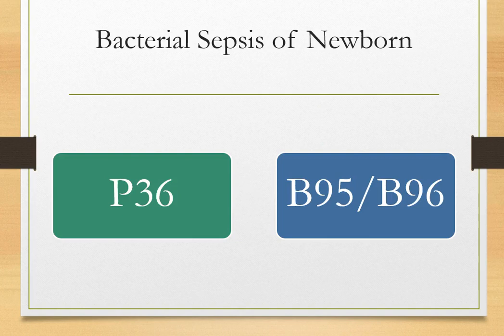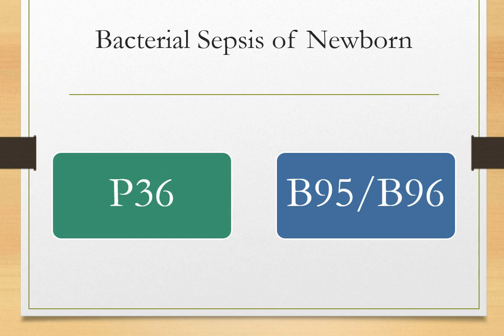Next up, bacterial sepsis of a newborn. Guys, we have code P36 for sepsis of a newborn, and this code actually includes congenital sepsis. So if the perinate is documented as having sepsis without any documentation of a congenital or acquired situation, the default is, I know you're probably thinking, congenital, and you are correct, and a code P36 should be assigned.